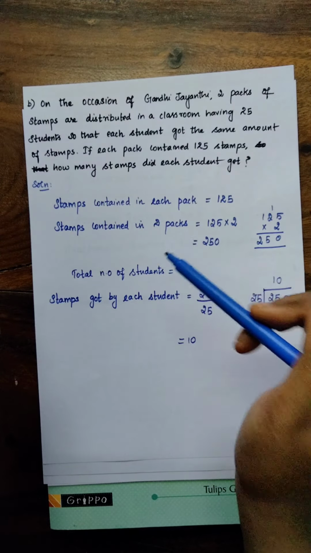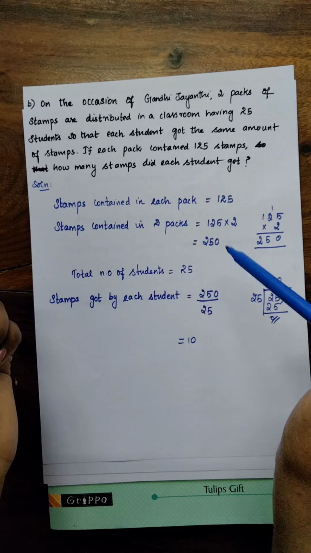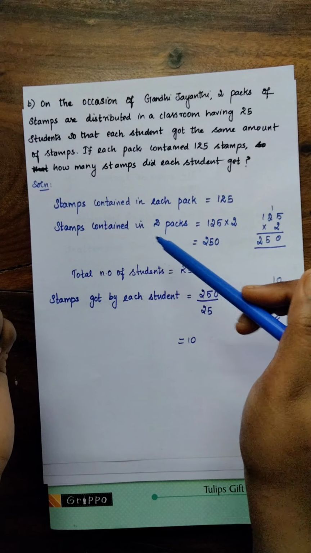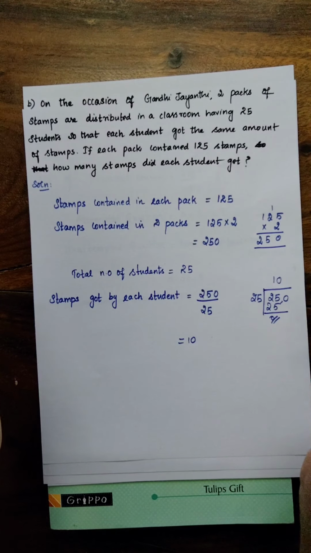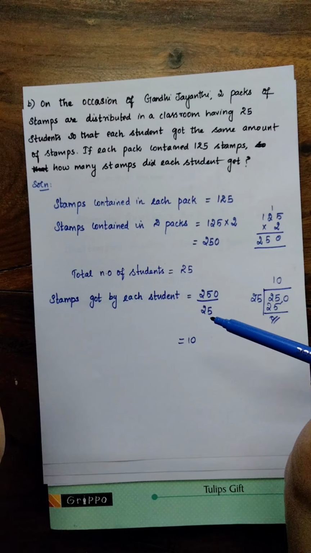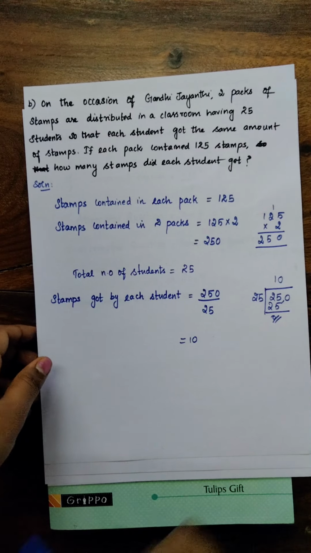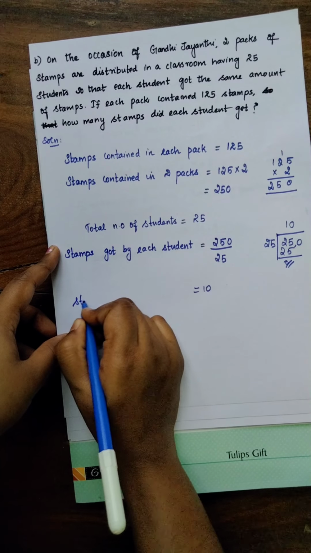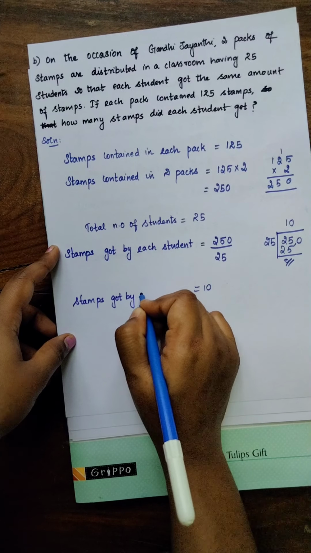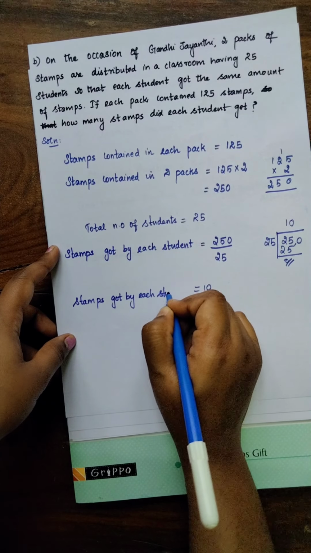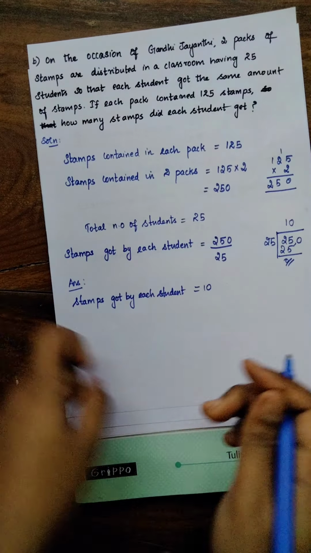Then stamps got by each student is equal to 250, the total stamps in two packs, divided by the total number of students. So 250 divided by 25, our answer is 10. Stamps got by each student is 10. This is your answer.